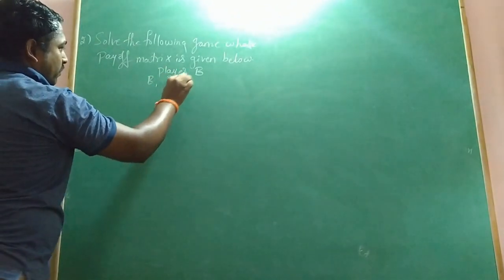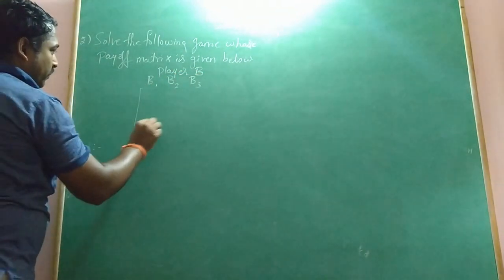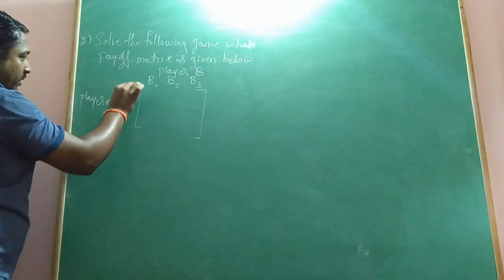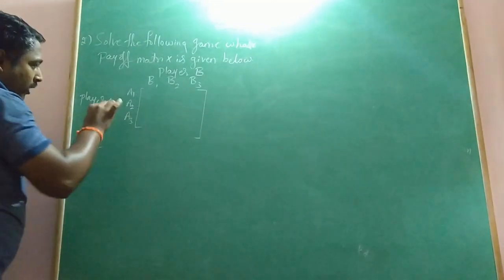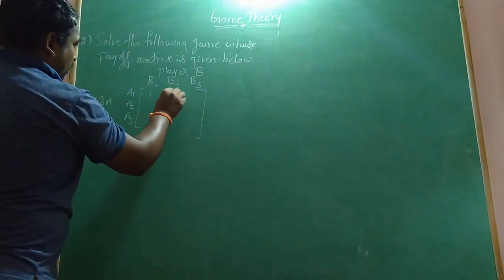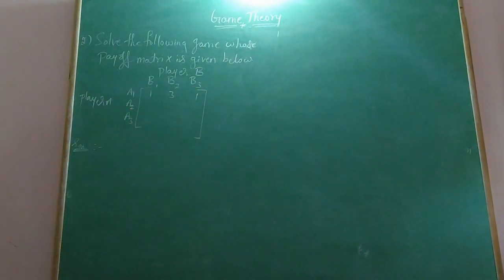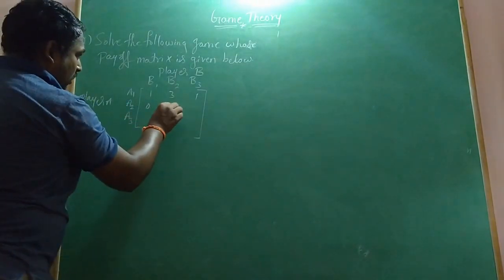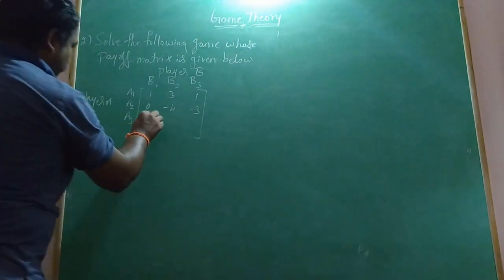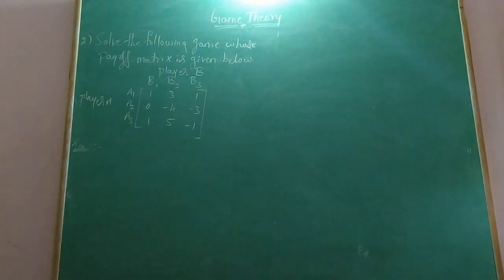B1, B2, B3, and player A has 3 strategies A1, A2, A3, and the elements are given as 1, 3, 1, then next 0, -4, -3, then next we have 1, 5, -1. Let us go for the solution.